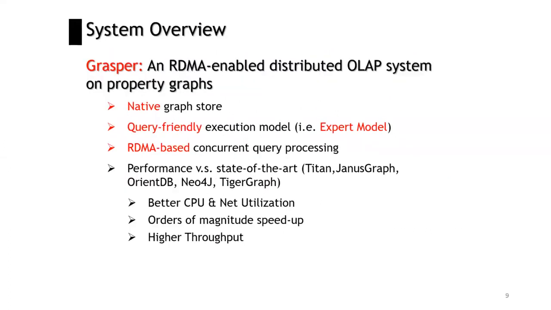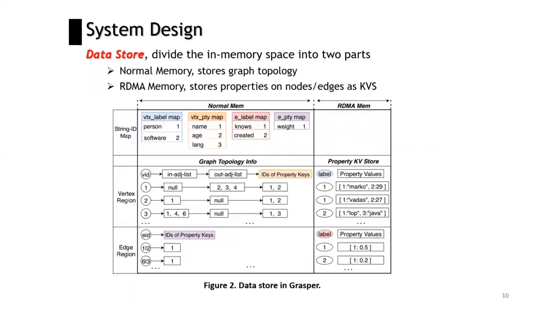Grasper is an RDMA-based distributed system, which adopts a native graph store and a series of new system designs to overcome the challenges of the OLAP scenario on graphs. Specifically, we propose a query-friendly execution model called the expert model to improve the query efficiency on graphs.